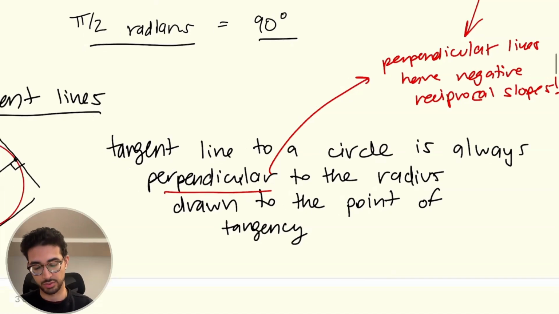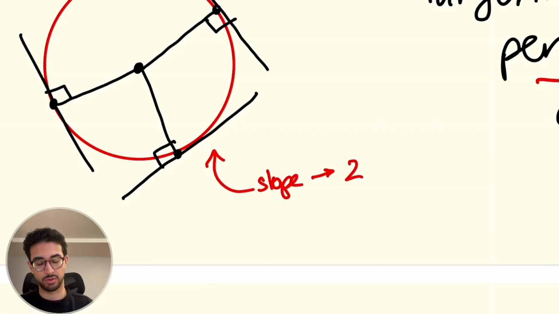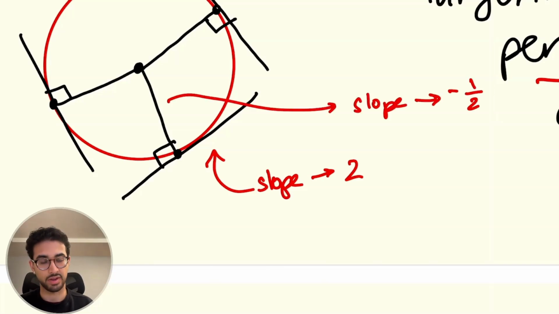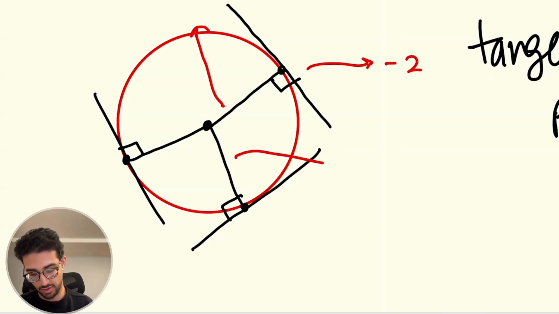So if we know that this line here has a slope of 2, the negative reciprocal, which means we have to flip it and negate it, would give us a slope of -1/2. And just for another example, if this has a slope of -2, then we know this line here has a slope of 1/2.